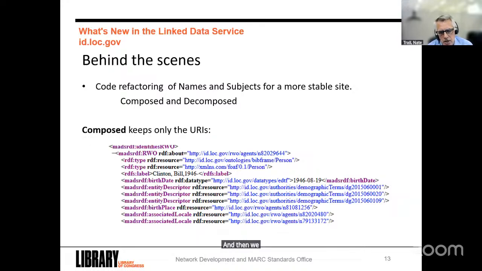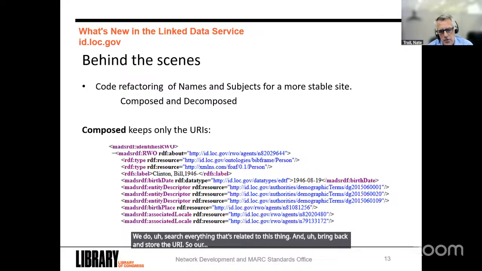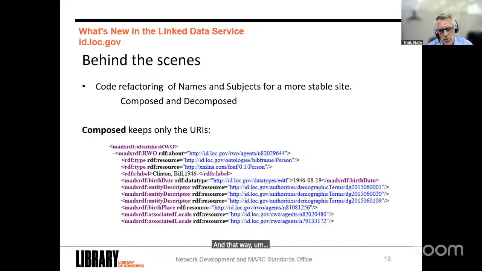And then we also changed our formatting so that when you look at a record, it does not look up all the labels that came from MARC, the strings that came from MARC at that time. It does that up front. So as we load a record, we do search everything that's related to this thing and bring back and store the URIs. So our stored record is much more triples, like the resource, the relationship, and then the URI. And that way, at display time, all we have to do is resolve the object URI.